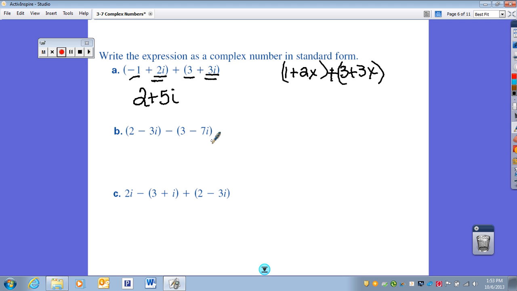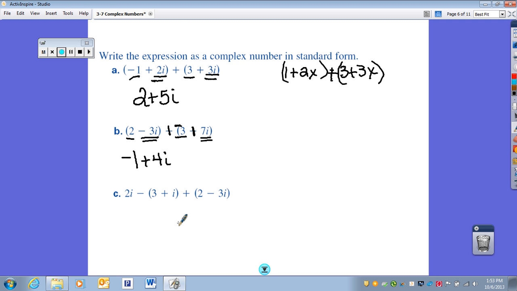So let's take a look at letter B. The first thing that I would do, and it helps me, is to distribute the negative sign. So I'm going to distribute that, making it a negative 3, and then a negative would make that a positive 7i. So when I add the real parts of these expressions together, 2 and a negative 3 would give me negative 1. And then when I add the imaginary portions, the negative 3i plus the 7i, that's going to give me 4i.